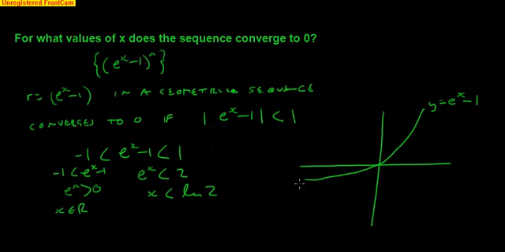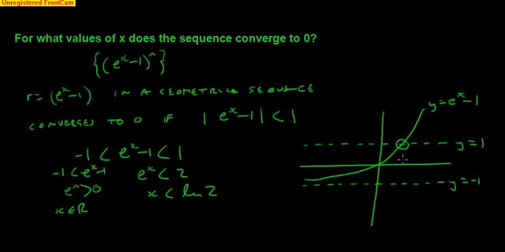Let's put in the lines y equals minus 1 and y equals 1. Because the condition for our convergence is that the absolute value of this is less than 1, that is, that the function is between minus 1 and plus 1, which is all this bit here. Now, we cannot have it equal to 1 because we want to converge to 0.